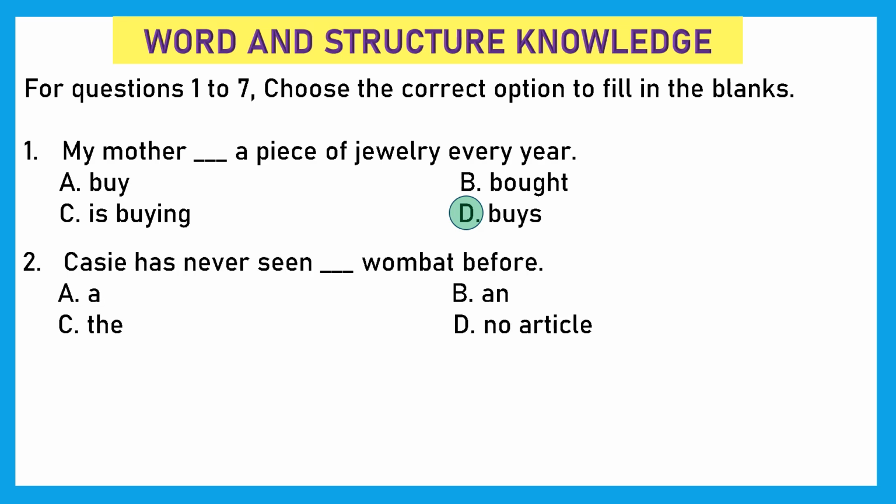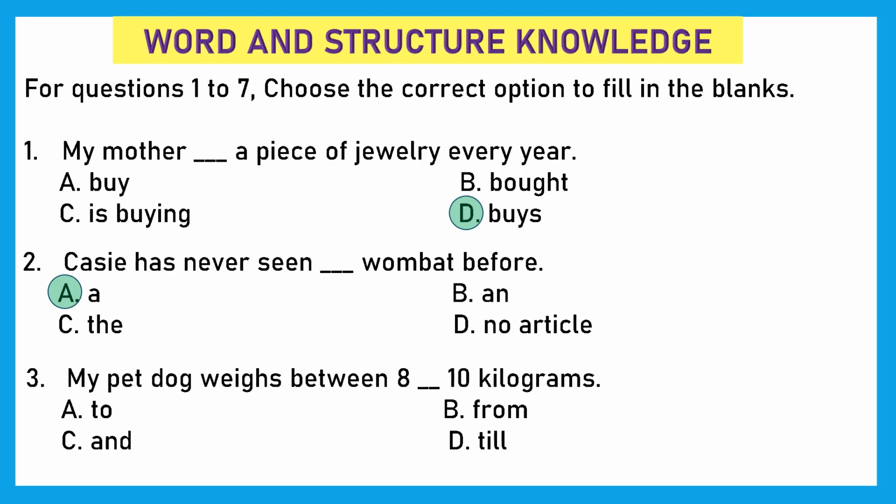Question 2. Casey has never seen dash wombat before. Now here, which article we have to use? Wombat. We are hearing a consonant sound, right? So we will use option A. Whenever there is a singular noun whose first sound is a consonant sound, then we use a.